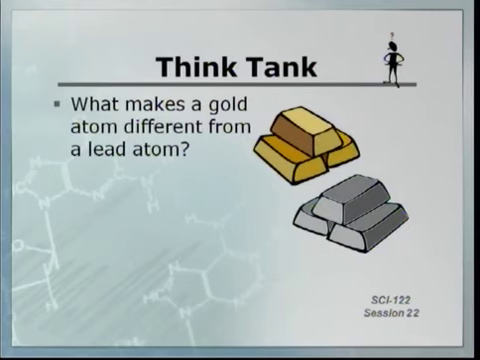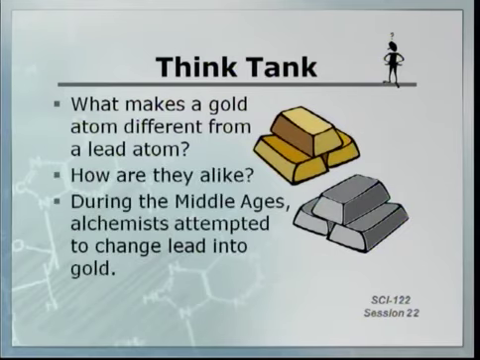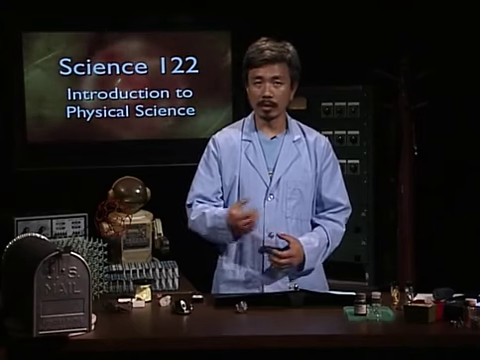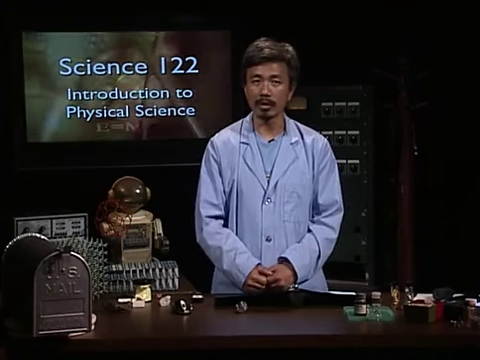Okay. All right, so for the next time, think about the following. For the think tank: what makes a gold atom different from a lead atom? How are they alike? During the Middle Ages, alchemists attempted to change lead into gold. And the question then is, is this possible? And basically explain why or why not. Okay, so from now until the next session, continue thinking about this.